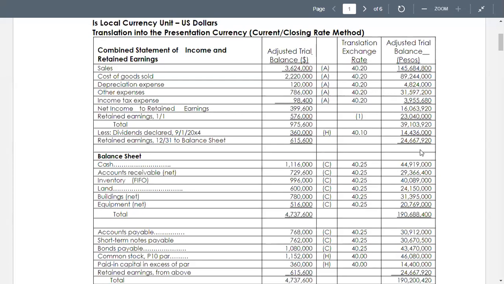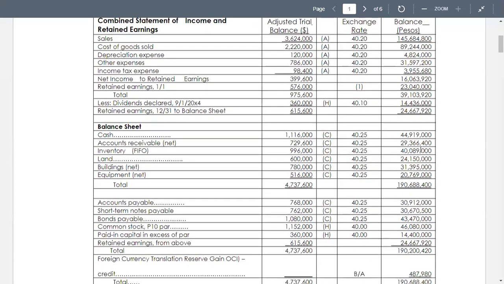Okay. So we now get your retained earnings from above. We now get 615,600 that we have to carry forward. We now get the total of the assets equal to 4,737,600, or 190,688,400 pesos.